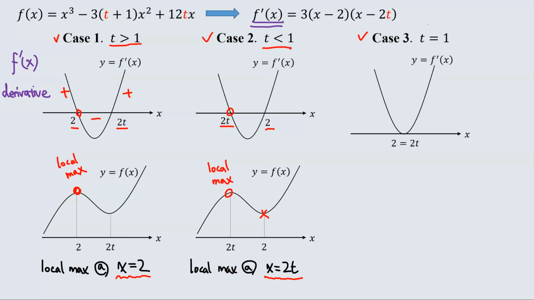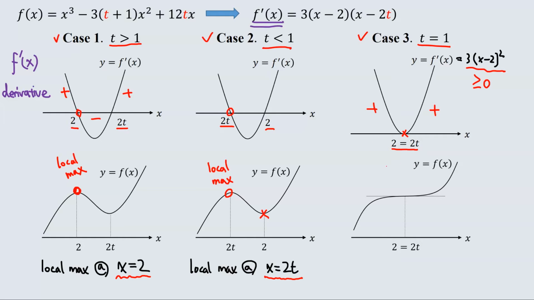Finally, case 3 is when 2 equals 2t, so t equals 1. In this case, the derivative simply becomes 3 times (x minus 2) squared. So the derivative is non-negative for all x and only 0 at x equals 2. This means that f(x) never decreases and its slope becomes instantaneously 0 only at x equals 2. So in this case, f(x) does not have a local maximum point. So these are our three cases, and now let us find out the equation for the locus in each case.